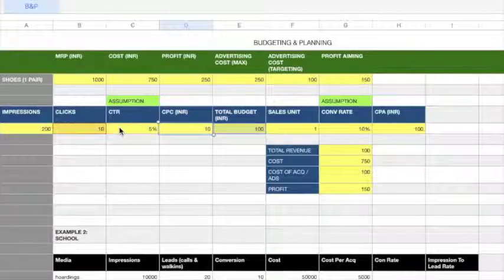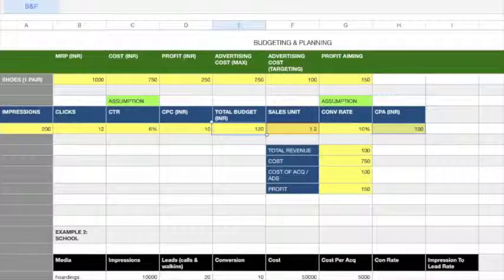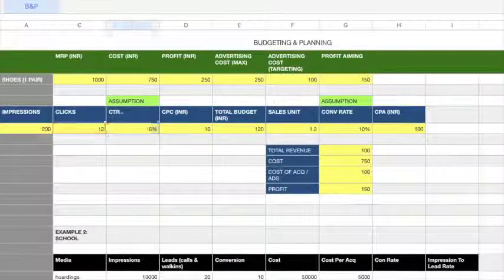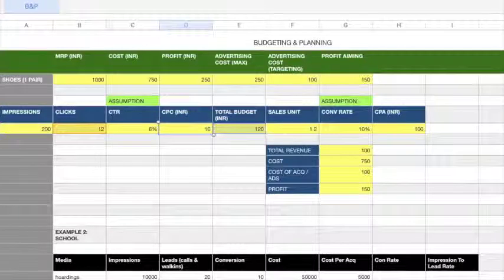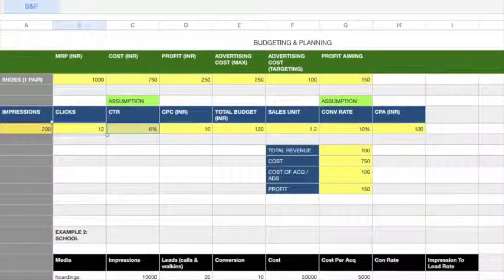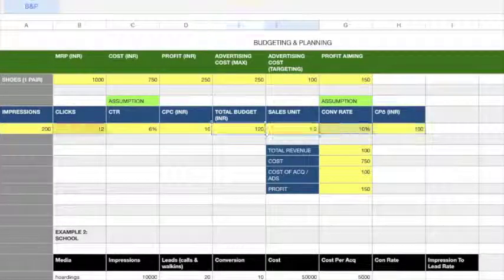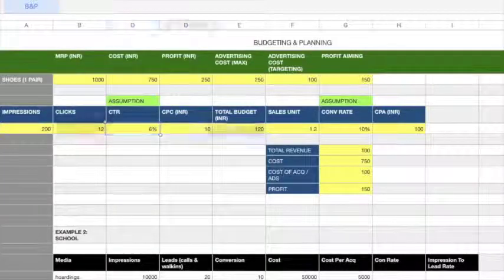So suppose this CTR becomes 6%, you can see automatically things are changing. My sales unit has become 1.2, my budget has increased, right? My number of clicks have increased, okay? But my CPA is the same. So this is a great tool if you want to play with the monies and keep your CPA constant.